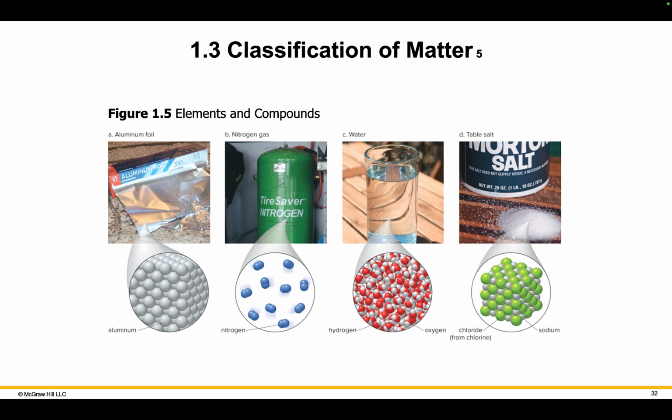Aluminum foil, you're looking at just a single type of atom here. And you can see that these are all the same. Each one of these is a single aluminum atom. And so we would say that this is an element here. Nitrogen. Nitrogen is a gas. It is elemental. It's just nitrogen. Water, on the other hand, we have hydrogen and oxygen combining, and so this is a compound. And then salt, we looked at a little bit earlier. That is another example of a compound.